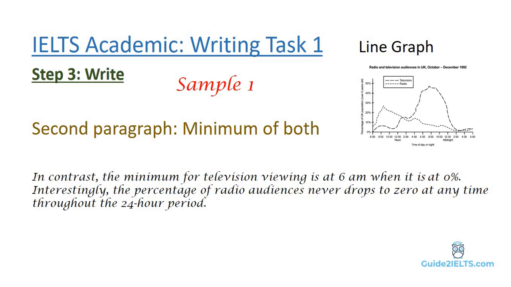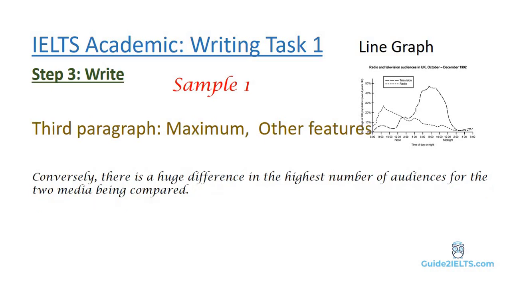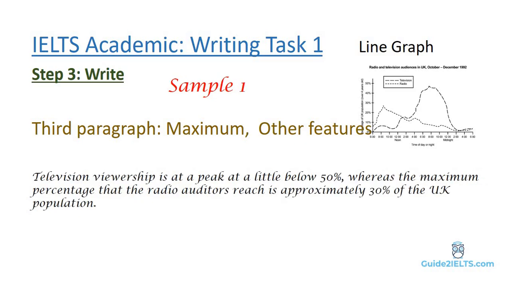In the third paragraph, we'll write maximum followed by other important features. Conversely, there is a huge difference in the highest number of audiences for the two media being compared. Television viewership is at a peak at a little below 50%, whereas the maximum percentage that the radio auditors reach is approximately 30% of the UK population. We could have just mentioned the time of the maximum percentages in the previous sentence itself, but a better way is to specify that both the peaks are at 8 but at a 12-hour difference.